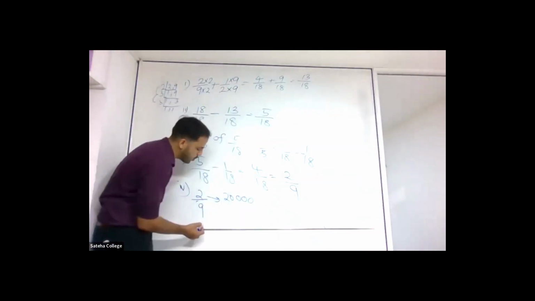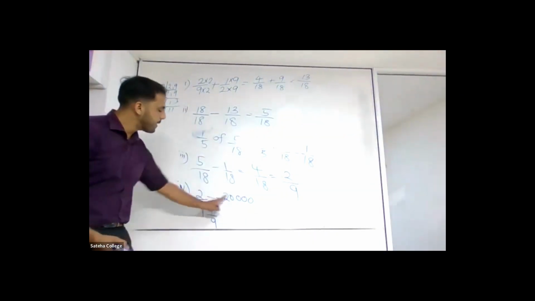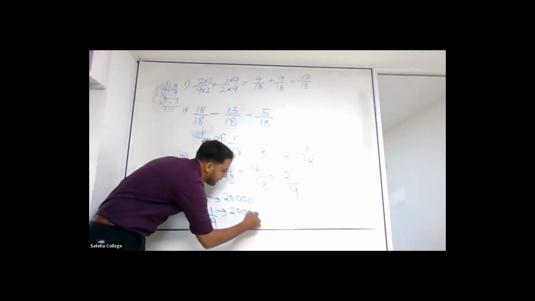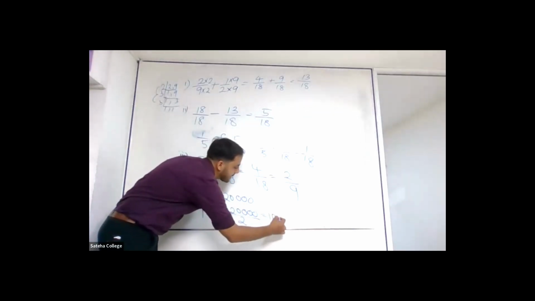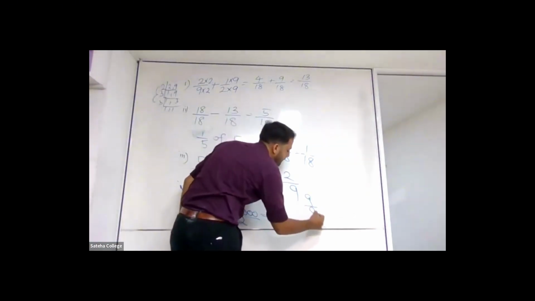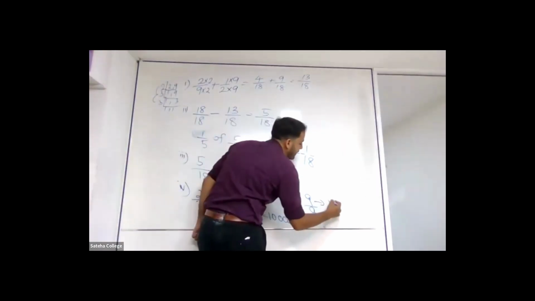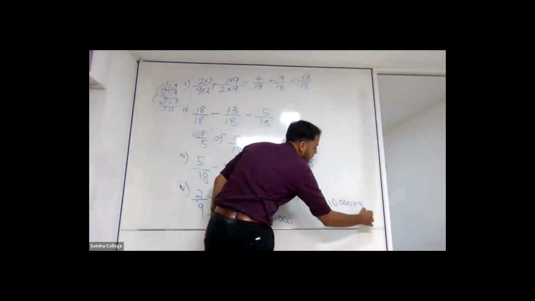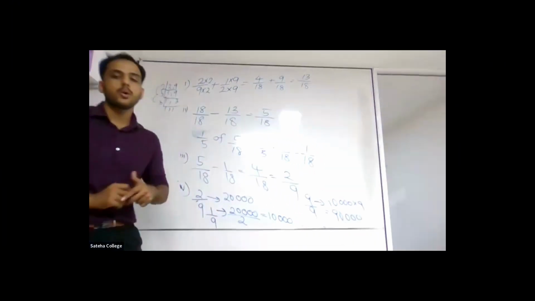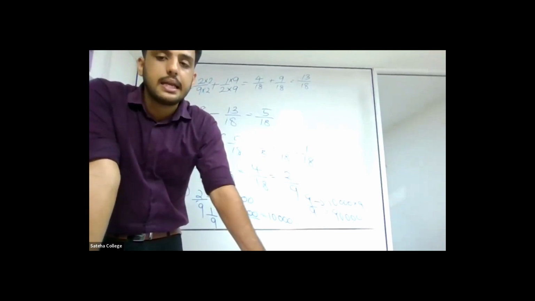For that, first thing you will do, you will find what 1 part is equal to. If 2 parts is equal to 20,000, how do you find 1 part? 20,000 divided by 2, that is 10,000. So if 1 part is equal to 10,000, how much is 9 parts? 10,000 multiplied by 9, now that is equal to 90,000. Okay, the amount of money Mr. Kitsiri donated to the charity, that is 90,000.